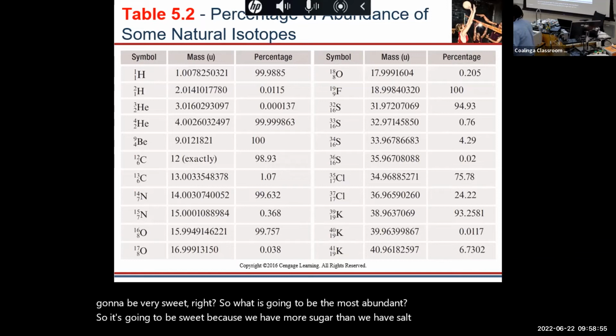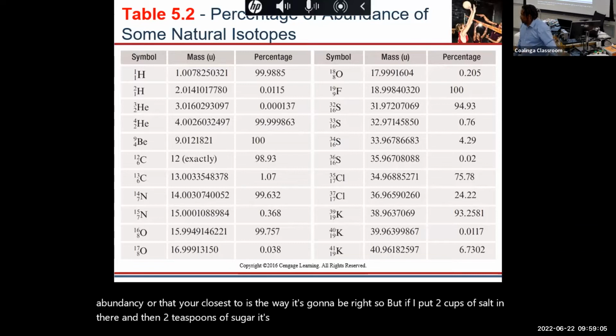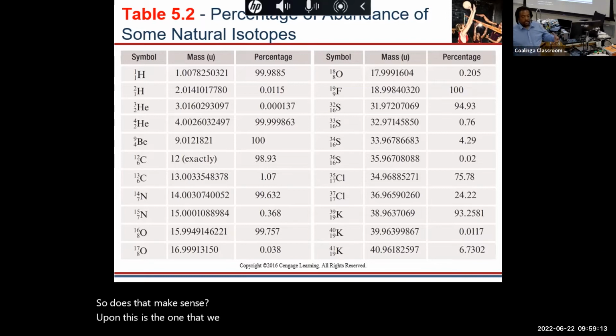So the abundance, the one that you're closest to, is the way it's going to be. But if I put 2 cups of salt in there and then 2 teaspoons of sugar, it's going to be salt. Does that make sense? Yes. Abundance is the one that we have the most of.